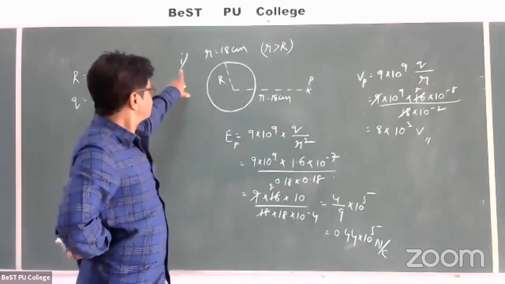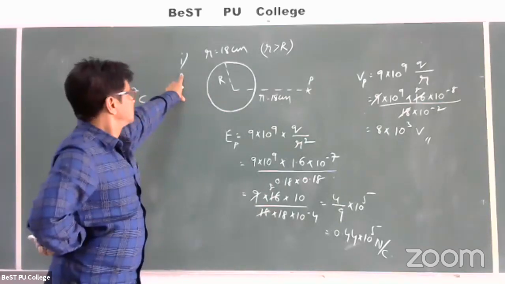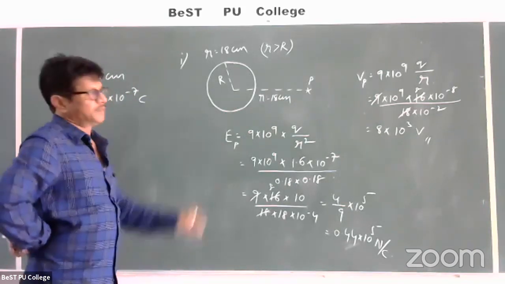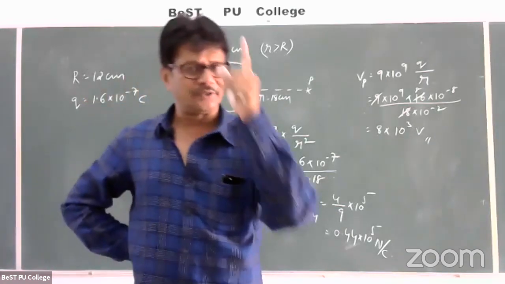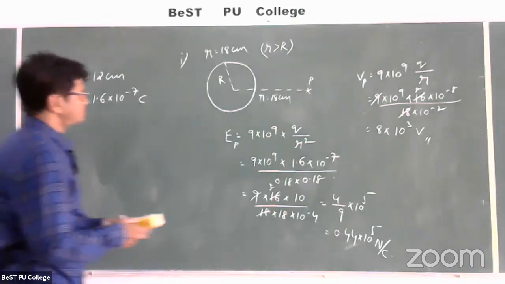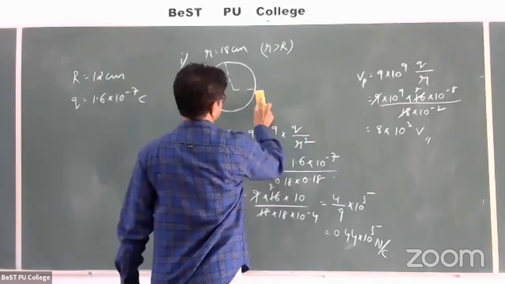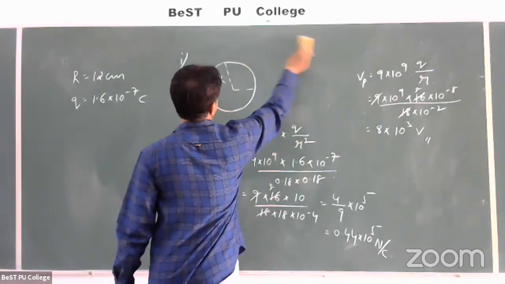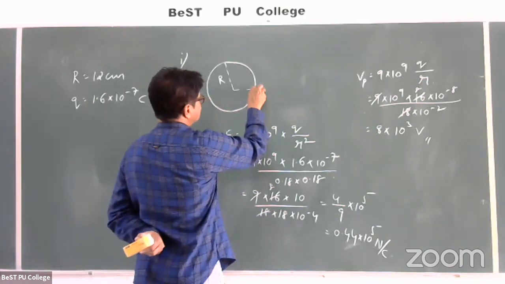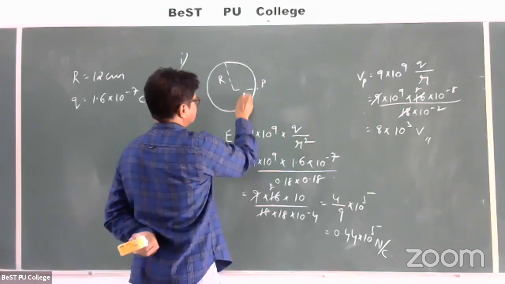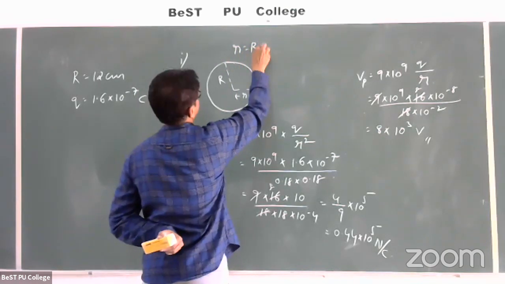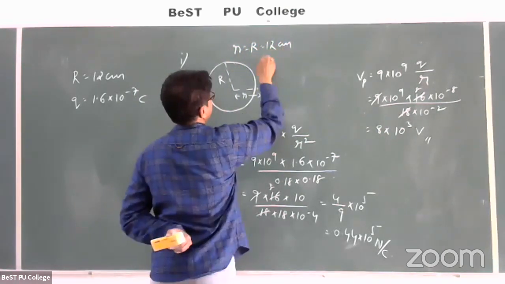Next, the second one: just outside the sphere. He is taking the point just outside the sphere. So that is nothing but small r is equal to capital R, which is equal to 12 centimeter.